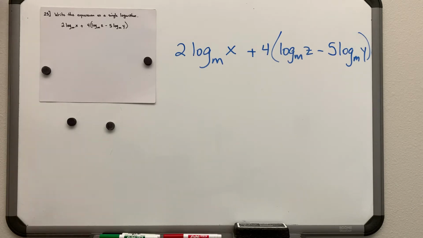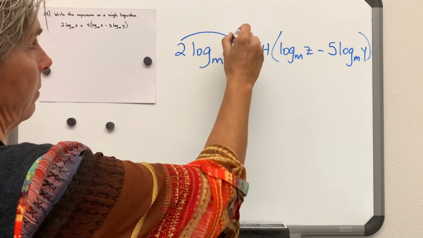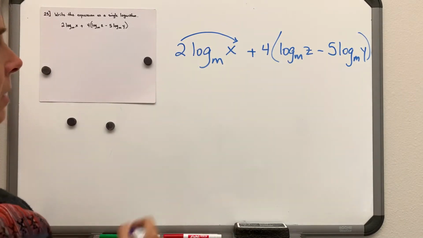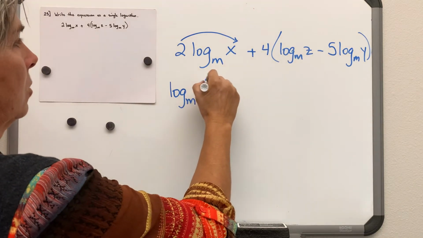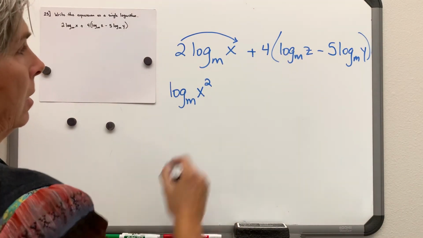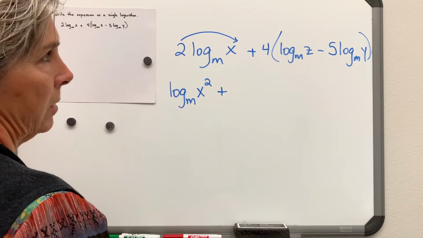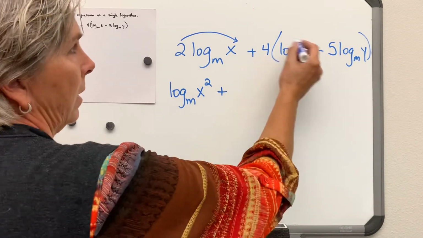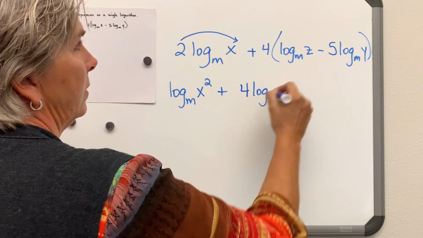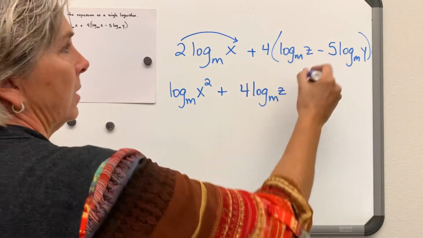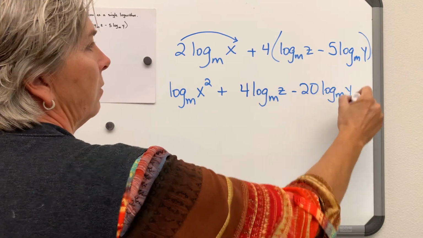All right, so this one isn't so bad. I'm going to reinsert my number out front up into the exponent. So I'm going to have log base m of x squared. And now I want to get rid of those parentheses, so I'm going to distribute my 4. So 4 times this is just 4 log base m of z, and 4 times the other one would be minus 20 log base m of y.